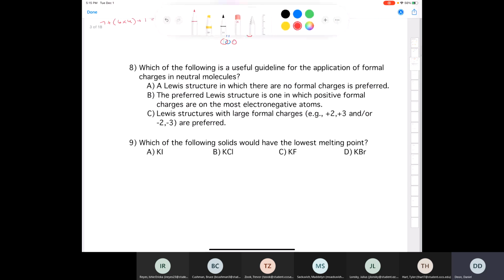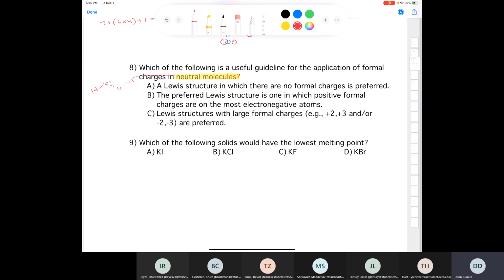Number 8. Which of the following is a useful guideline for the application of formal charges in neutral molecules? For example, if you think of something like water. Water is a neutral molecule, right? And here's its Lewis structure. Anyhow, let's take a look at the possible answers.